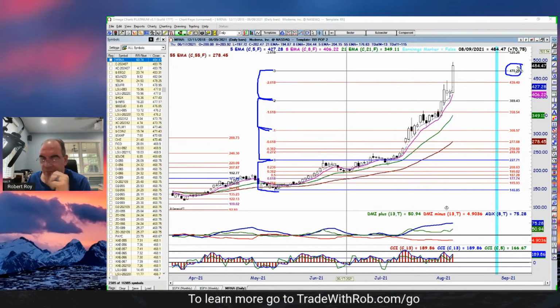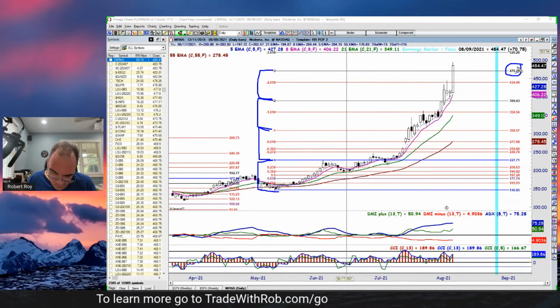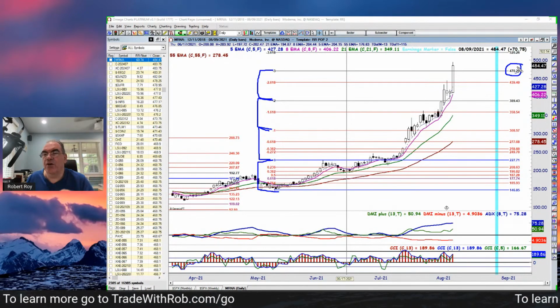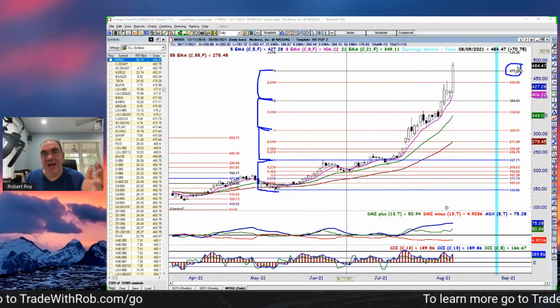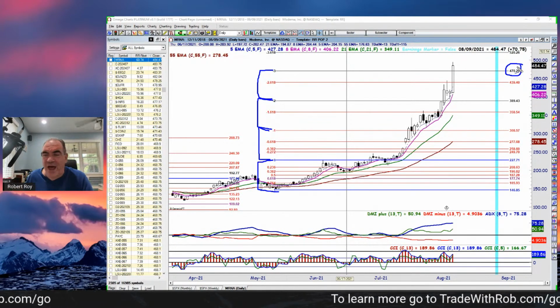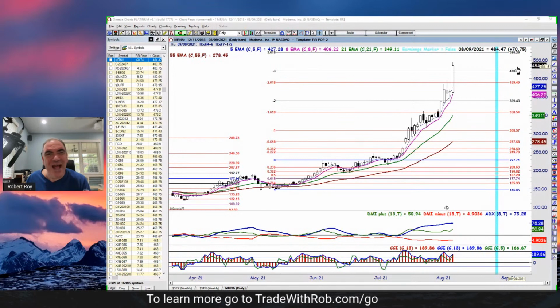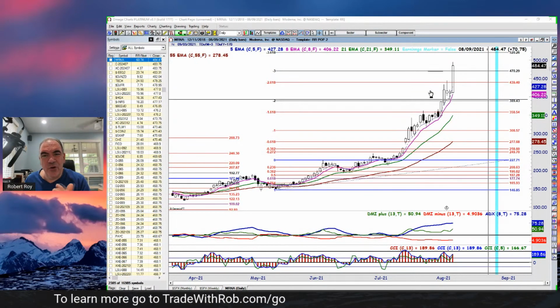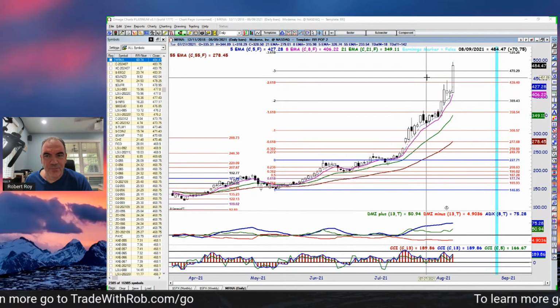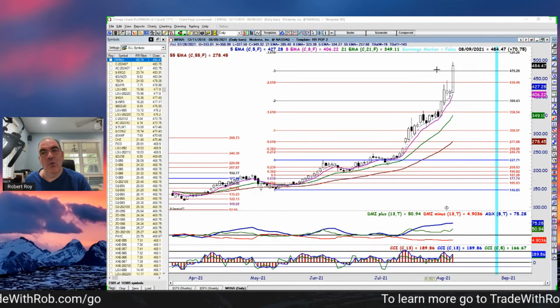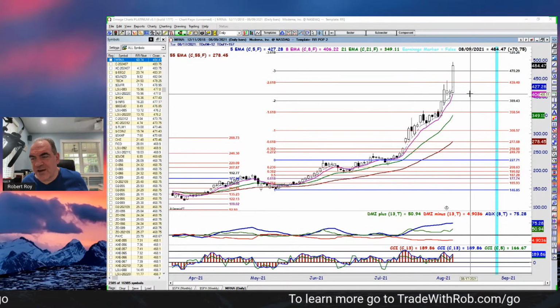470.29 is the critical level. 470.29. Can you continue taking the breakouts? You can. If that's you as a trader, there's nothing wrong with that. If it works for you, then take advantage of it. If that's not you, if you're not that type of trader, then wait for the pullback to the 470.29.